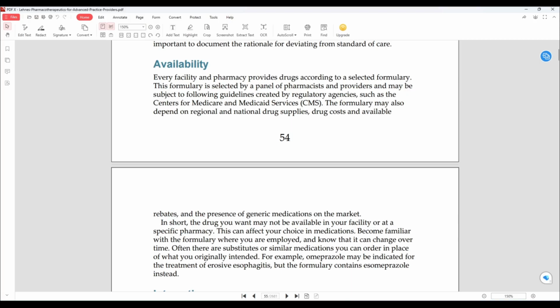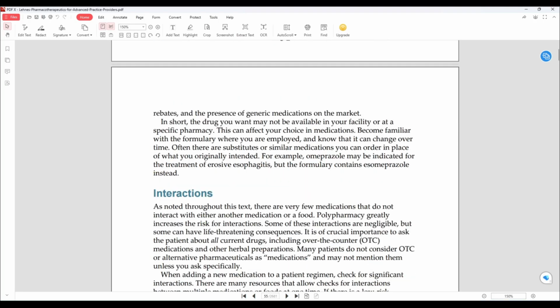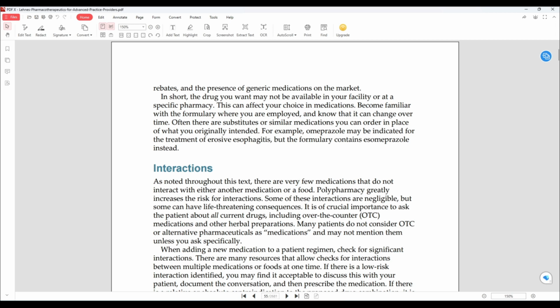The formulary may also depend on regional and national drug supplies, drug costs, and available rebates, and the presence of generic medications on the market. In short, the drug you want may not be available in your facility or at a specific pharmacy. This can affect your choice of medications. Become familiar with the formulary where you are employed and know that it can change over time. Often there are substitutes or similar medications you can order in place of what you originally intended.